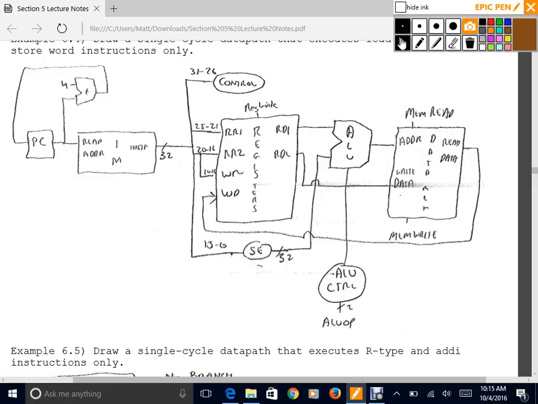RD2. Okay, RD2 is what? Is used when? Okay, so that's from the R-type instruction. What about my other possible input?